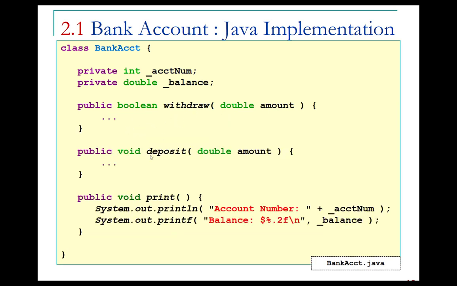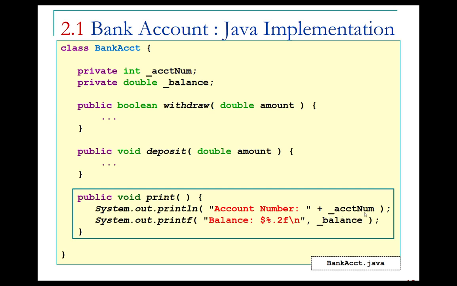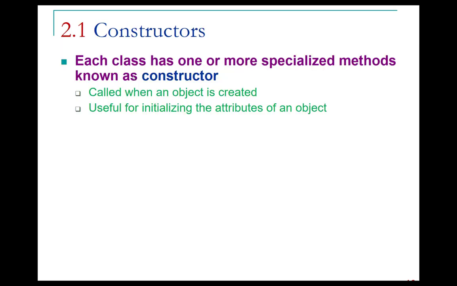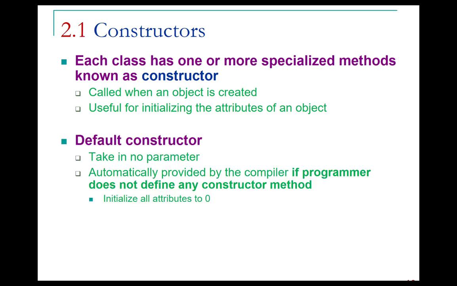Besides withdraw and deposit, to deal with the private variables, we need a method to print out the account number and the balance, and it is set as public so that outside of the class we can print out the account number and the balance too. When an object of a class is to be created, the so-called constructor, which is a specialized method, is executed. Usually the execution of the constructor is to initialize attributes of the newly created object. If there is no constructor provided, as in the case of our previous slide, the compiler will provide one default constructor with no parameter, and all attributes of the newly created objects are initialized to 0.